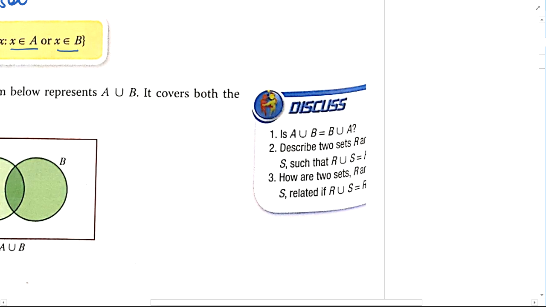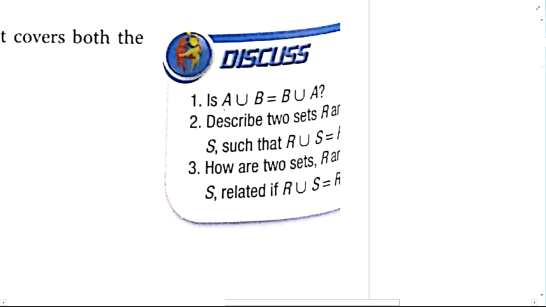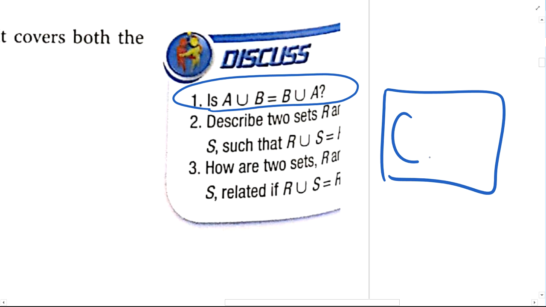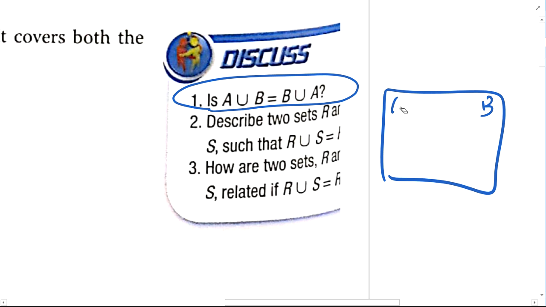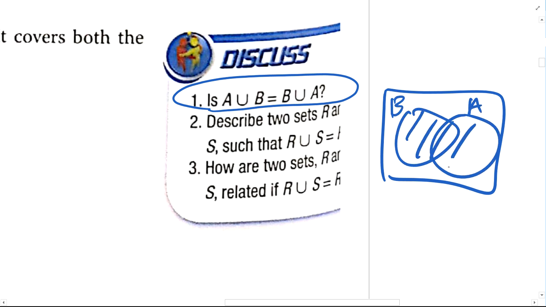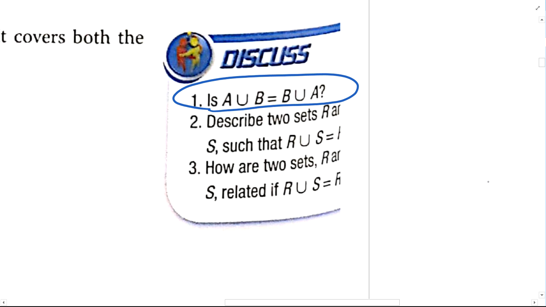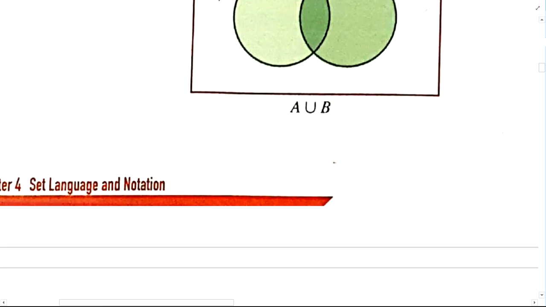Okay, let's try this question. Is A union B the same as B union A? Are they the same? Yeah, they are the same. Because A union B, I get this. Then if I do B union A, it is the same thing. Still shading the same part. The other two, you can go and think about it yourself.